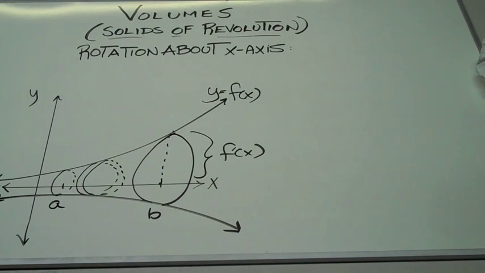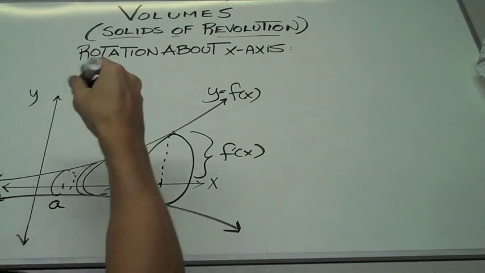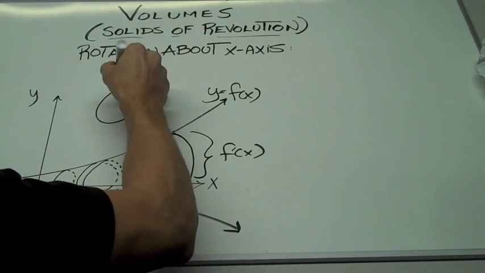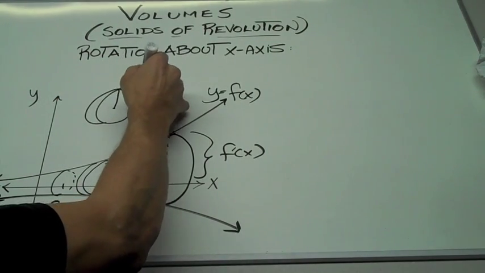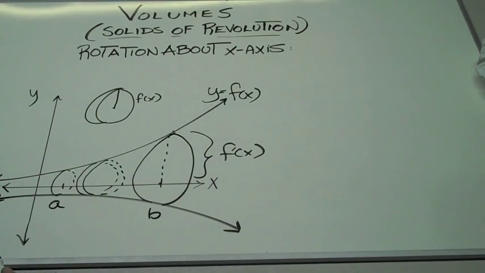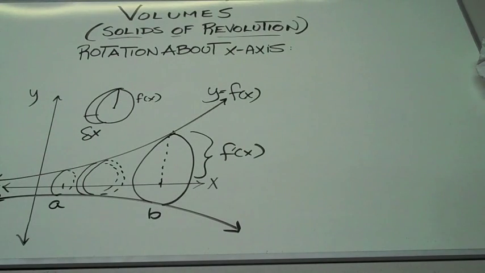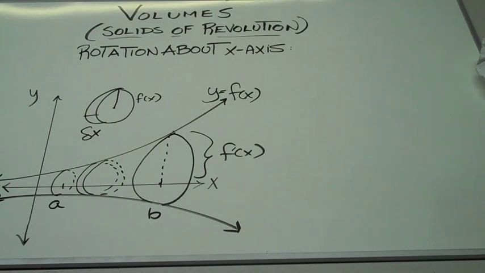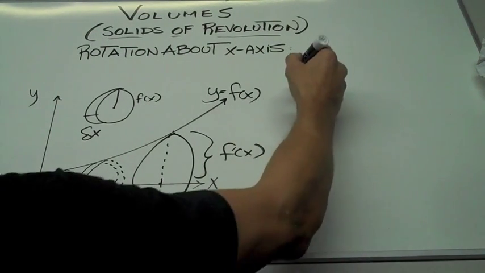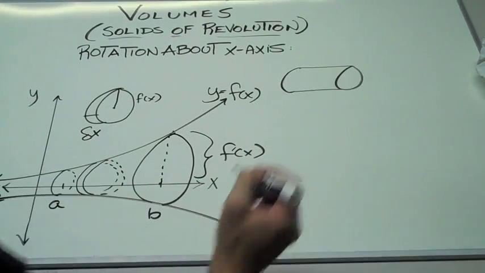This is like cutting the ham at Christmas. You cut a slice of ham off. And what does that slice of ham look like? If I take one slice of ham out, I have a radius of f of x. And the thickness of each of these is going to be called dx. Just as the width of our rectangle in 2 dimensions was dx, the thickness of each one of these discs is dx.